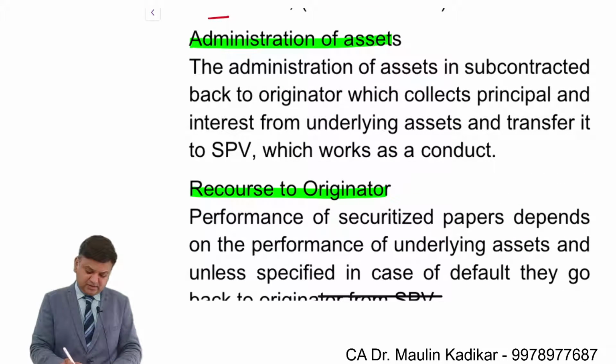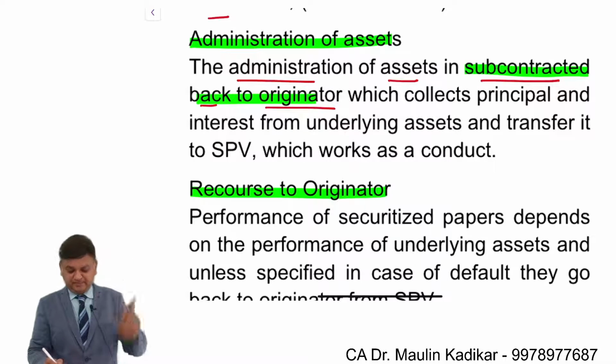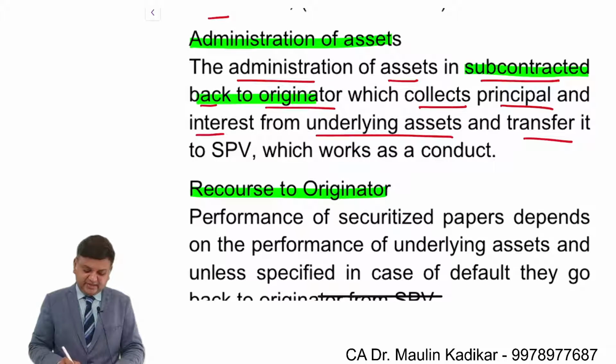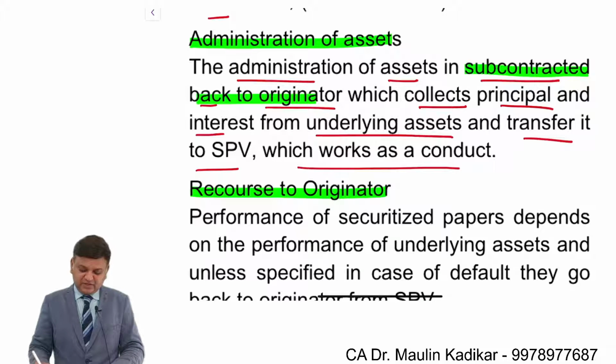Administration of assets. The administration of the asset is subcontracted back to the originator. See, it is subcontracted back to the originator, which collects the principal and interest from the underlying asset and transfers it to the special purpose vehicle, which works as a conduit.